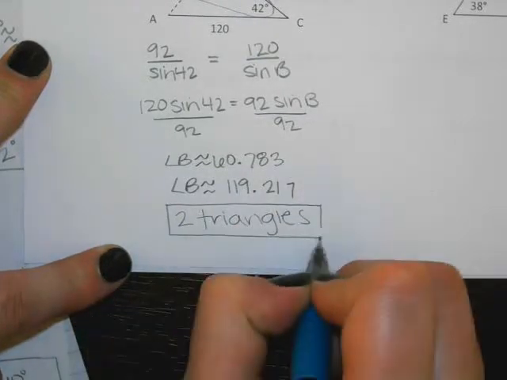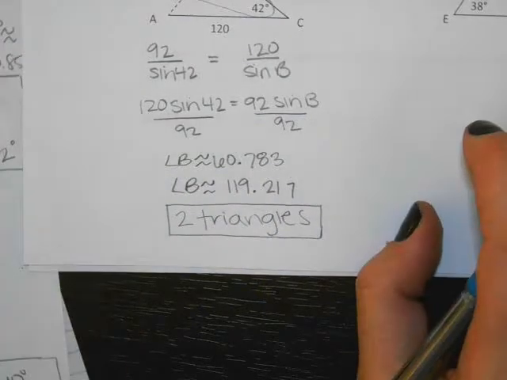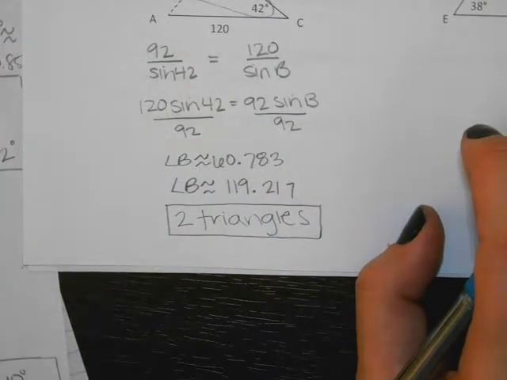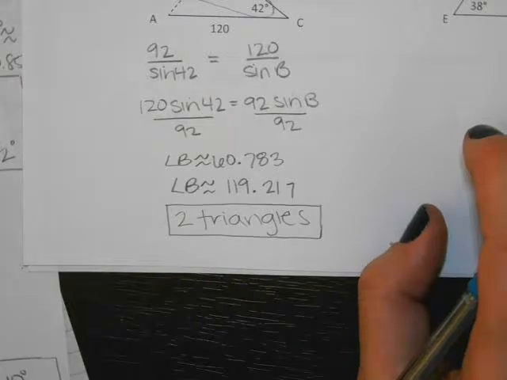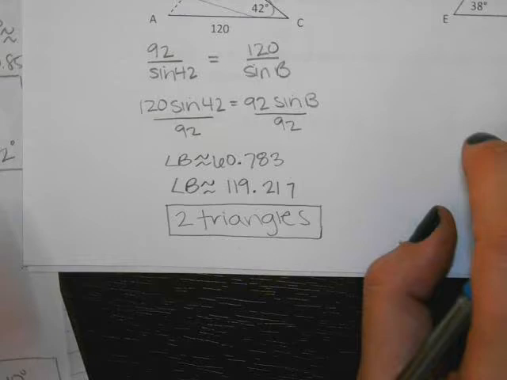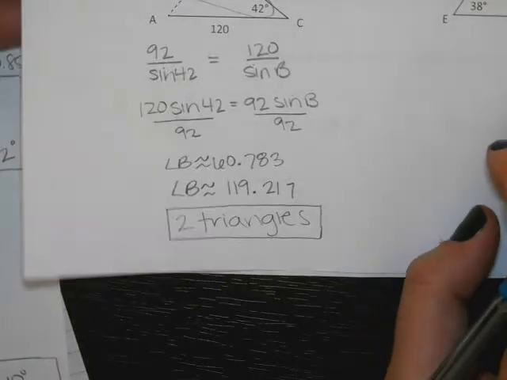So it has 2 triangles just because you got the 2 angles? Yeah, because you have 2 different angles and both of them make sense. You can use both of them, okay? We're going to see the difference because in number 6, you can't have 2 triangles, and you'll see why in a minute. So let's go ahead and work on number 6.